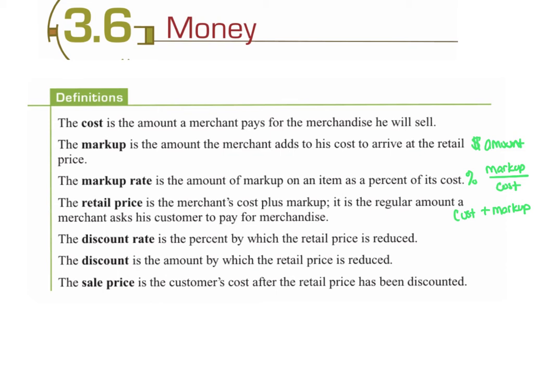Discount rate is a percentage, and it is the discount amount divided by the retail cost. Discount is actually the dollar amount of the discount. And the sale price is going to be the retail minus the discount. All right? And it's not always going to follow these exactly. It's going to depend on what they have given you. Sometimes they'll give you the percentage and you're going to have to do some multiplication to find it. Sometimes they'll give you the cost and the markup and you're just going to have to add them. So it all depends on what you have and what you're trying to get.